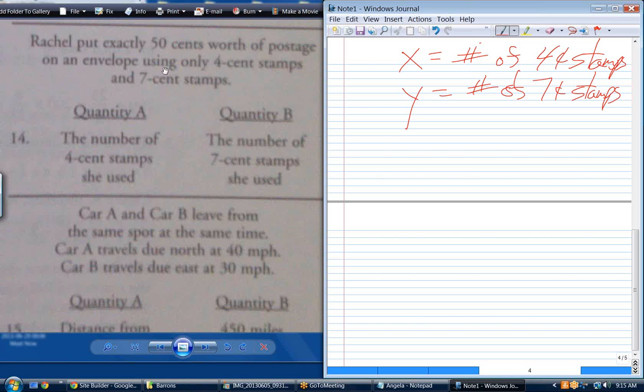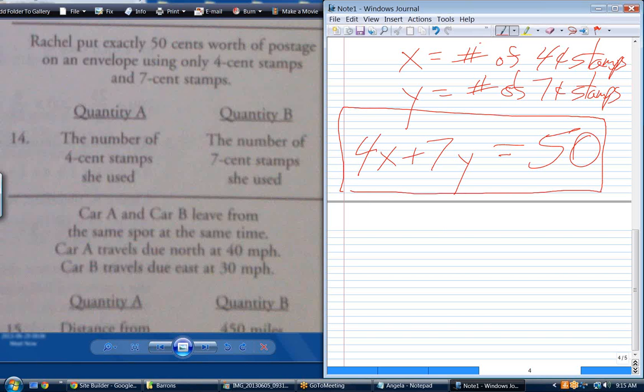And now, what equation can I write from the stem here? 0.04x plus 0.07y equals 0.50. Okay, let's eliminate the decimals altogether. So 4x plus 7y equals 50. You see why that's better? Rather than leaving everything in dollars. If one of these was in cents and one of them was in dollars, we'd have to make the adjustment. But since everything's in cents, let's just leave everything in whole numbers. Okay, so this is our equation.